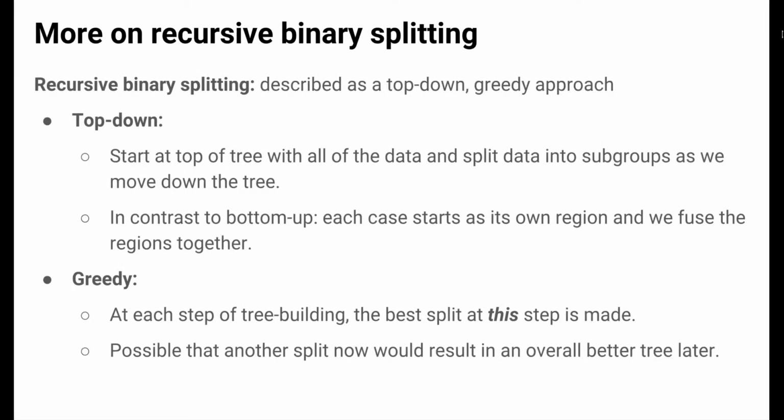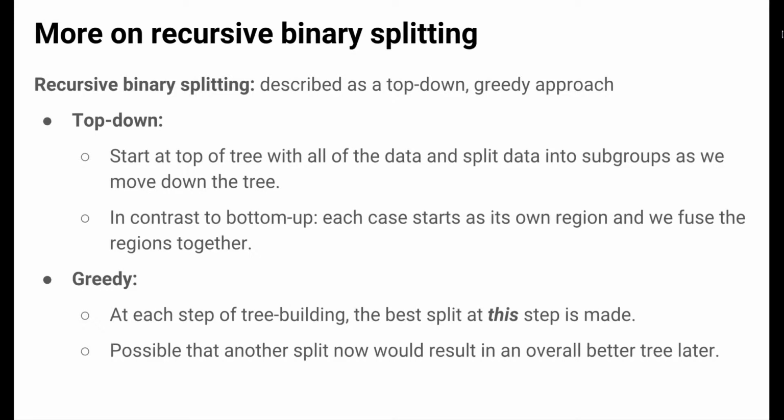Recursive binary splitting can be described as a top-down greedy approach. The top-down part comes from the fact that we start at the top of the tree with all of the data in one group. And then we split the data into subgroups as we move down the tree. This is in contrast to a bottom-up approach in which each case would start in its own region, and then we would fuse the regions together to build the tree.